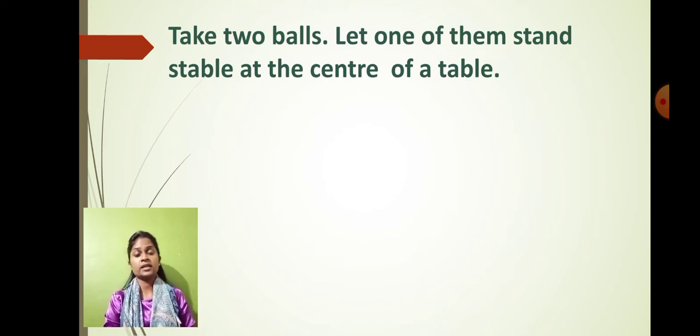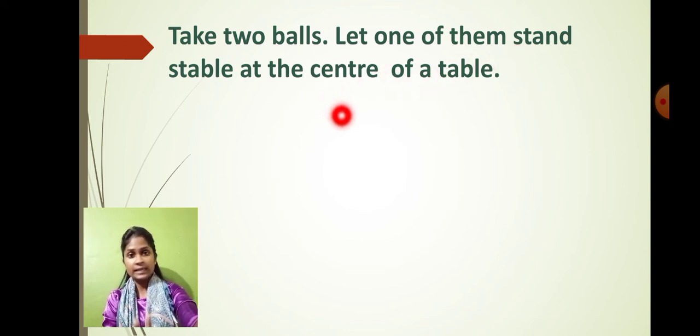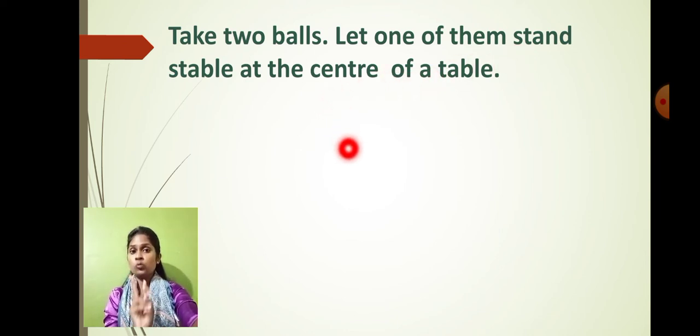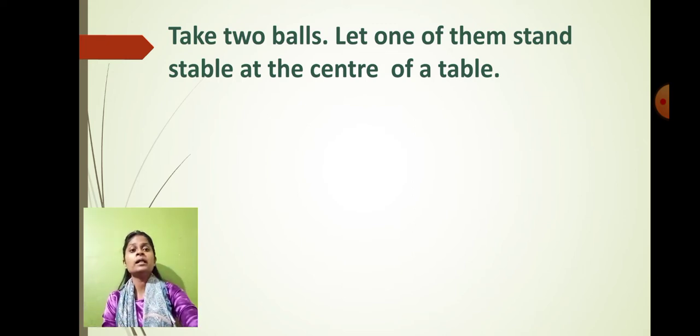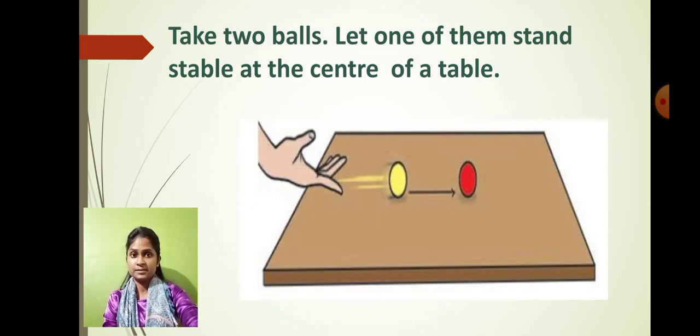So students, now one more type of energy we are going to learn. For that, we have to do a certain experiment. In this case, you have to take two balls. Let one of them stand stable at the center of the table. One ball will be stable and the other will be moving. But before that, let's put both of them in a stable position like I have shown you here.